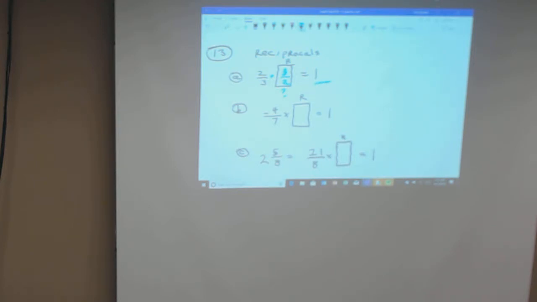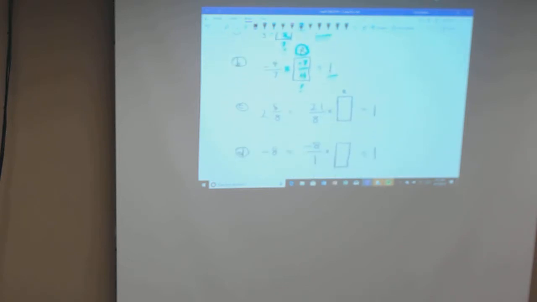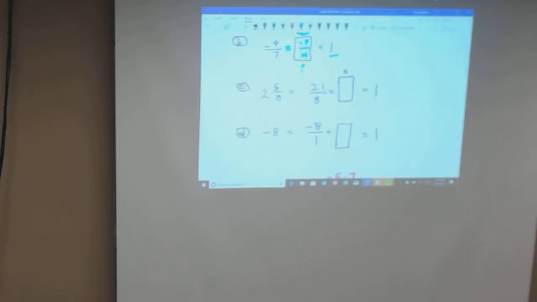Negative 4 over 7 times what would equal 1? Negative 7 over 4. Everybody follow that? So, negative 7 over 4 is the reciprocal. 2 and 5/8, I don't work with those mixed numbers. I don't like them. So I change it to 21 over 8 times what would equal 1? 8 over 21. Okay?